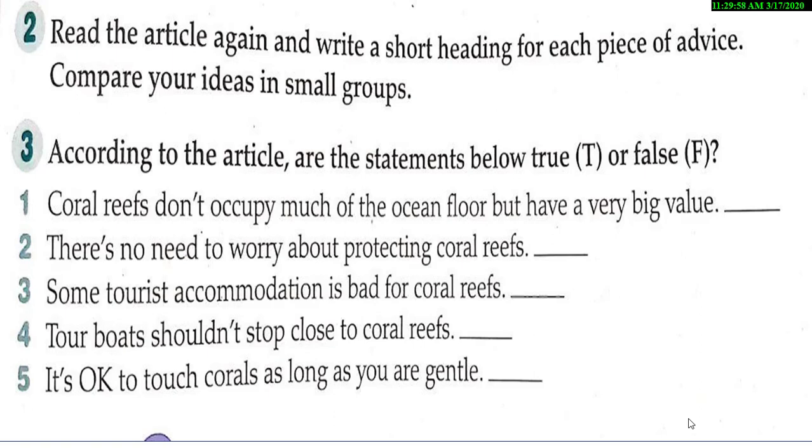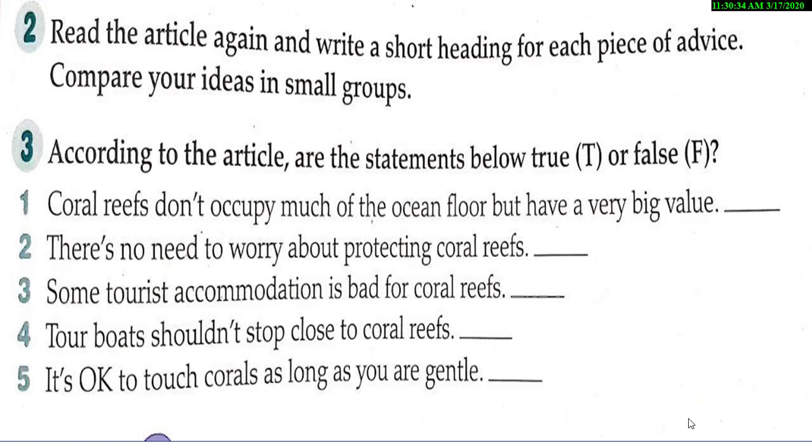Right now, everyone, we are going to decide whether the following statements are true or false. Let's first of all go over these statements. After that, you will be given time to check your answers. According to the article, are the statements true or false?